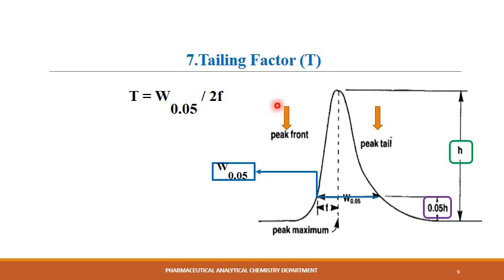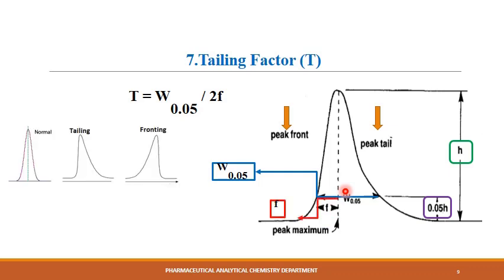Then you're going to calculate F. What is F? You're going to divide the peak into 2 parts. The first part is F: the width at the baseline of the first part is F. So now that you have measured F, you can easily calculate the tailing factor.